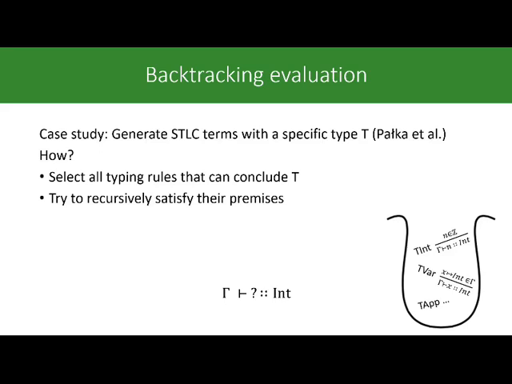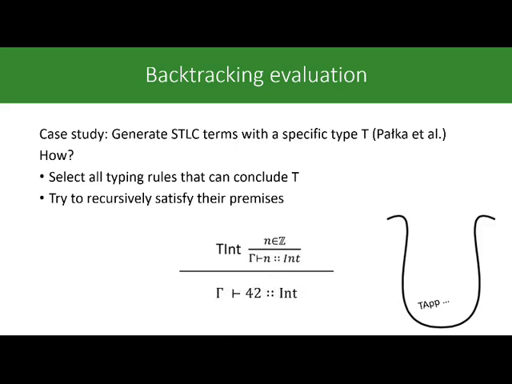What did they do? Well, there are a bunch of typing rules that can conclude T, and we view them as generation rules. Pick one of them and try to recursively satisfy the premises until we have completed the generation. So, for example, we can pick the var rule in order to generate an integer, and if we have a variable x whose type is integer, then we can just pick it and complete our generation. But if we don't have such a variable available, we have to backtrack a bit and instead use a different rule, perhaps integer. We can always pick an integer, so we picked 42, and we concluded our generation.